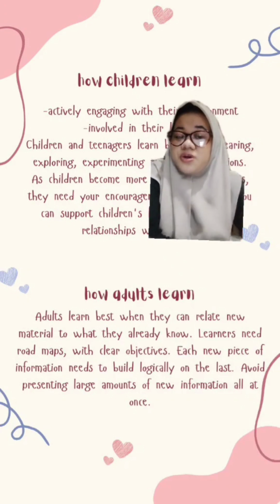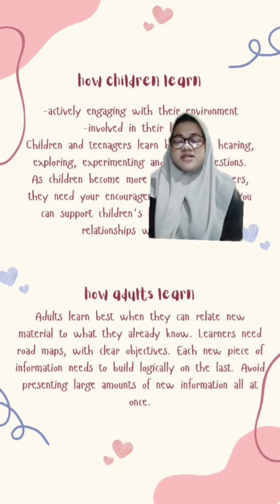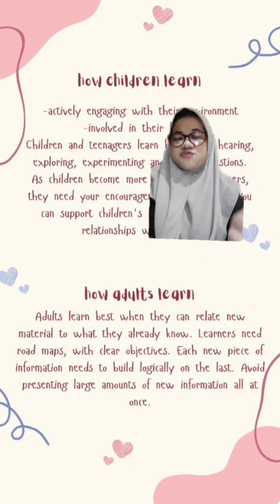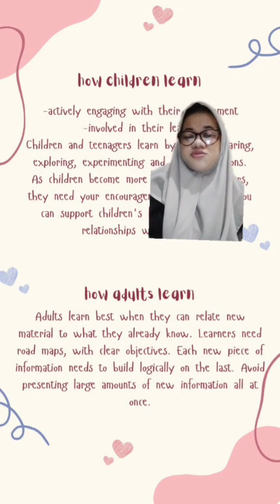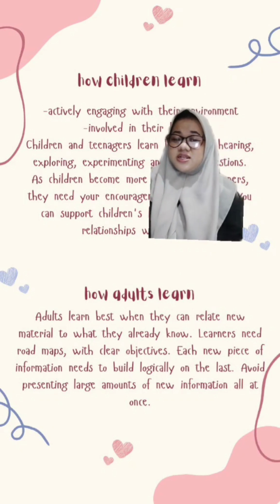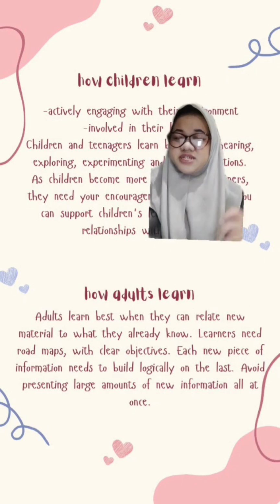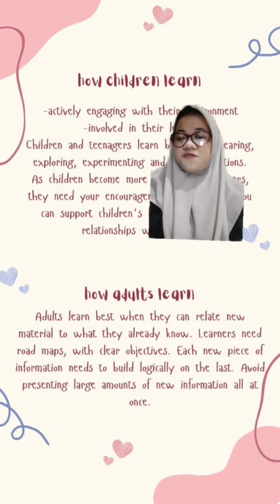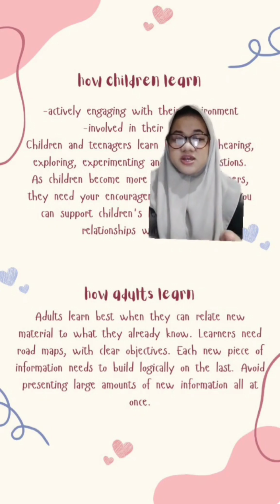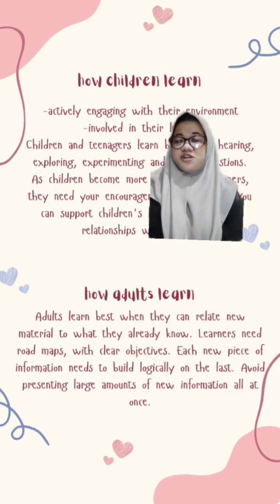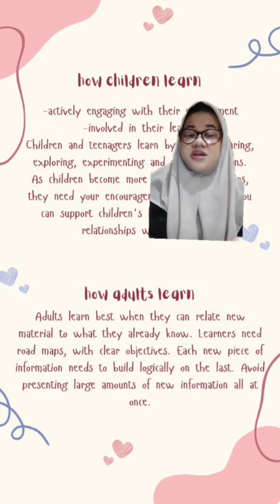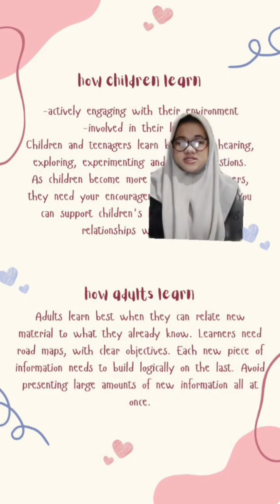Okay, now, how adults learn. Adults learn best when they can relate new material to what they already know. Learners need roadmaps with clear objectives. Each new piece of information needs to build logically on the last. Avoid presenting large amounts of new information all at once.